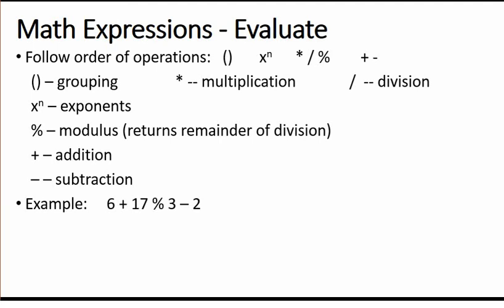So if you had this particular expression and we said to evaluate it, you're going to follow the order of operations. The first thing we're going to do is evaluate 17 modulus 3. So that is 17 divided by 3. And what's the remainder? The remainder is 2, because 17 divided by 3 is 5, and that's 17 minus 15, giving a remainder of 2. Then we evaluate 6 plus 2, and then 8 minus 2. So the answer is 6.